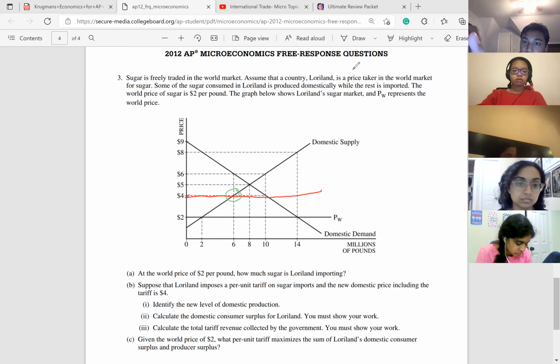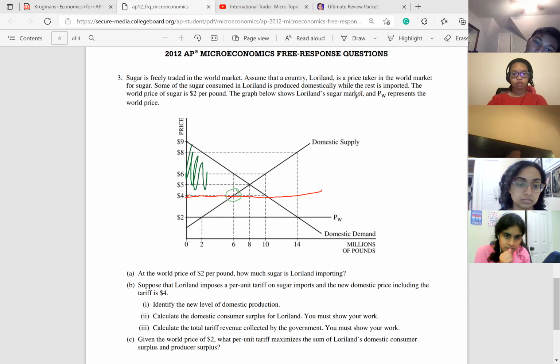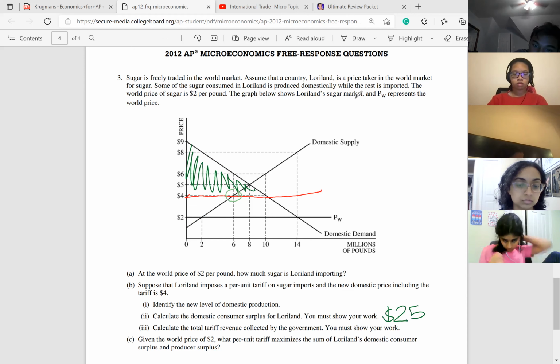This is super easy. Just remember I shaded this area before. So it would be 10 times 5 divided by 2, so $25. And then this was 6 million.